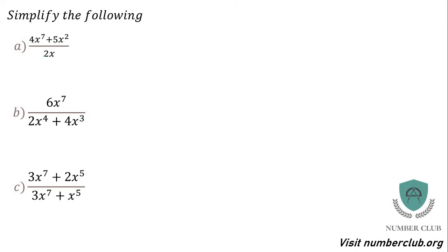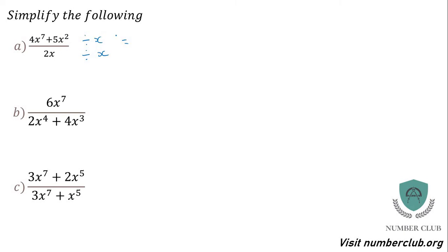Look at the coefficients. Do any of them simplify? Do we have 4, 5 and 2? Do they have a common factor other than 1? Well, no, they don't. We can divide both the numerator and the denominator by x. Okay, the lowest matching power is what you can divide out. So if we've got x to the power of 7, x to the power of 2 and x to the power of 1, you can take out the lowest power of those. Okay, you can divide that out.